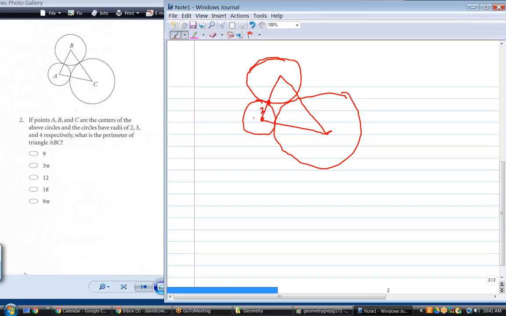Remember something else about radii: all radii within the same circle are equal. So if this one's 2, all of these others are 2 also. I don't need those others. They're not helpful to have in the picture, but it's important to see that that measurement from there to there is 2. This one's 3. And this one is 4.